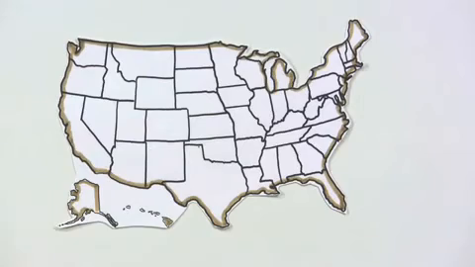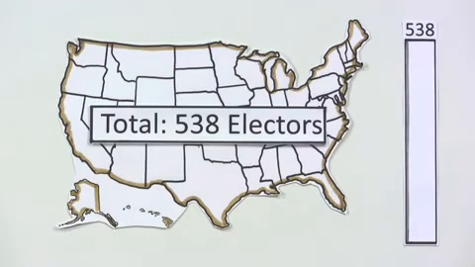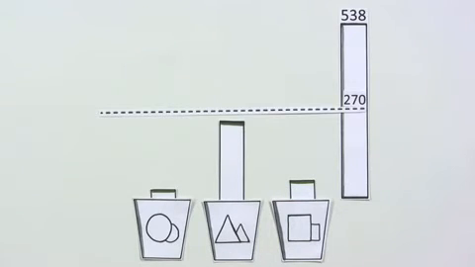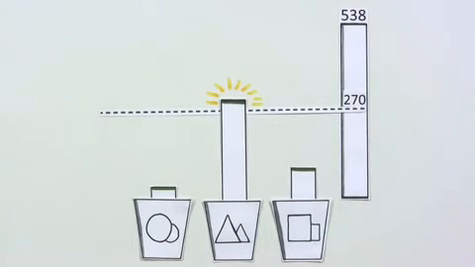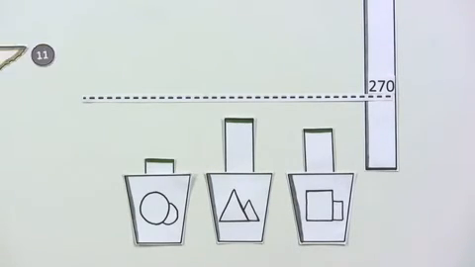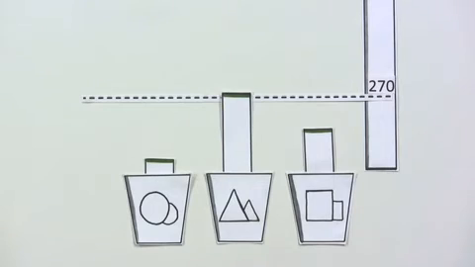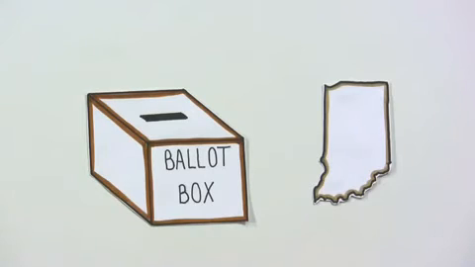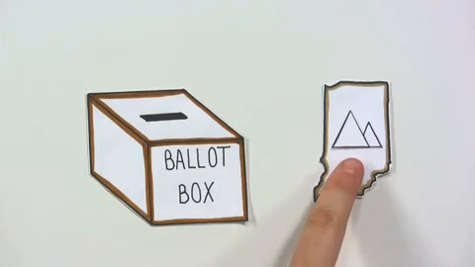Here's why. If you add up the electors of all 50 states and the District of Columbia, there are 538 in total. The candidate's goal on Election Day is to win the majority of 538, or 270 electors. Once a candidate wins enough states to reach the 270 majority, they have won the election and become the president-elect. Yay!